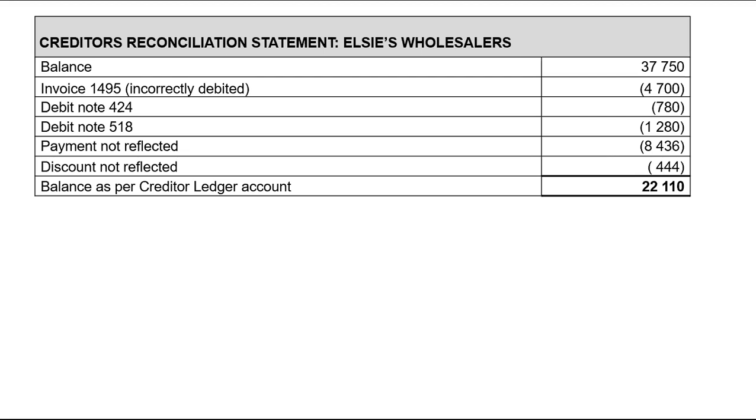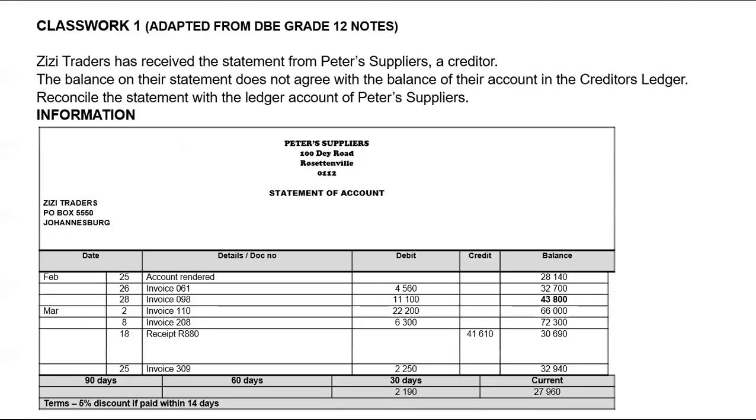This is how you will do it, and you don't have two columns. Know that everything that will be on the credit side of your statement, we are going to put it in brackets because everything that is corrected in the statement will be corrected in the creditors reconciliation statement. Are we together? We good? You're not sure, right? You're not really sure. Okay, just rewatch these videos, take important notes, and try this classwork on your own.